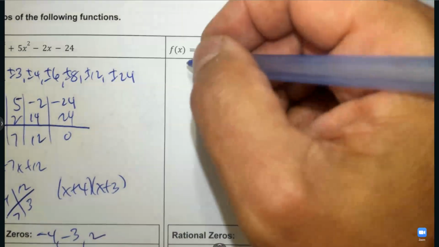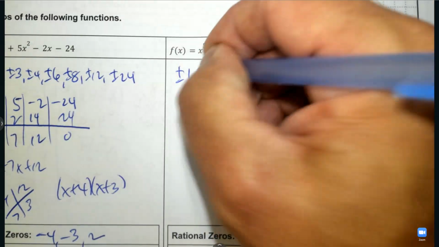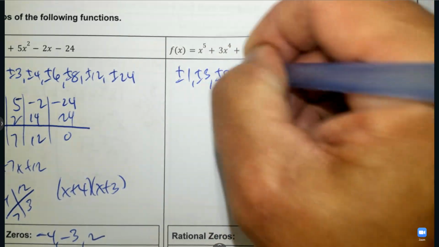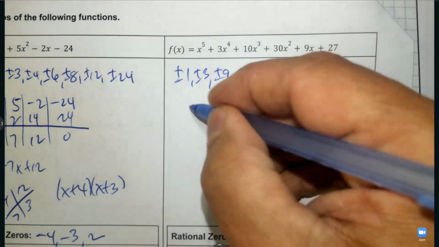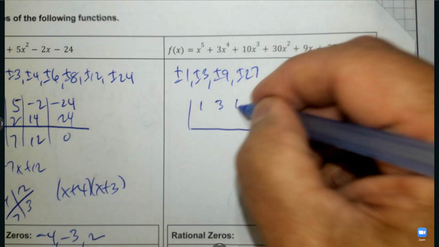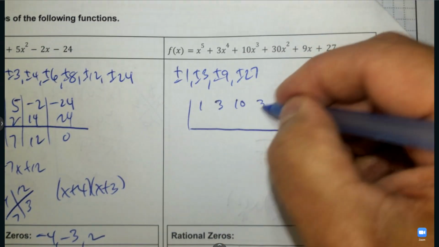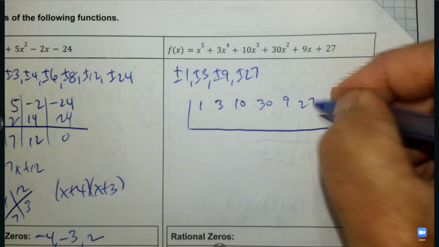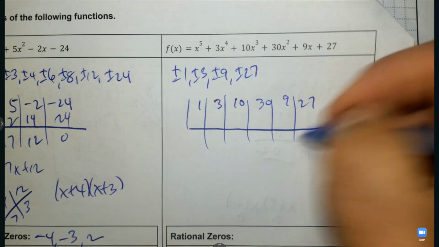Oh, this one looks fun. So this is a long one. So all the numbers that go into 27, which isn't a bad number, and then I need to just find that one and see what happens. So we have 1, 3. Remember, if there's an exponent missing, you need to put a 0 there. And then create your columns.